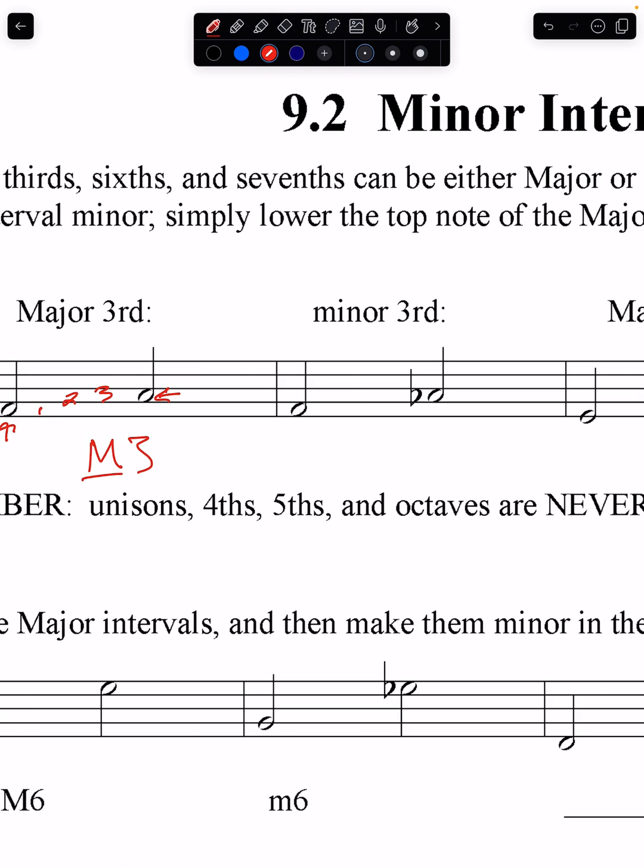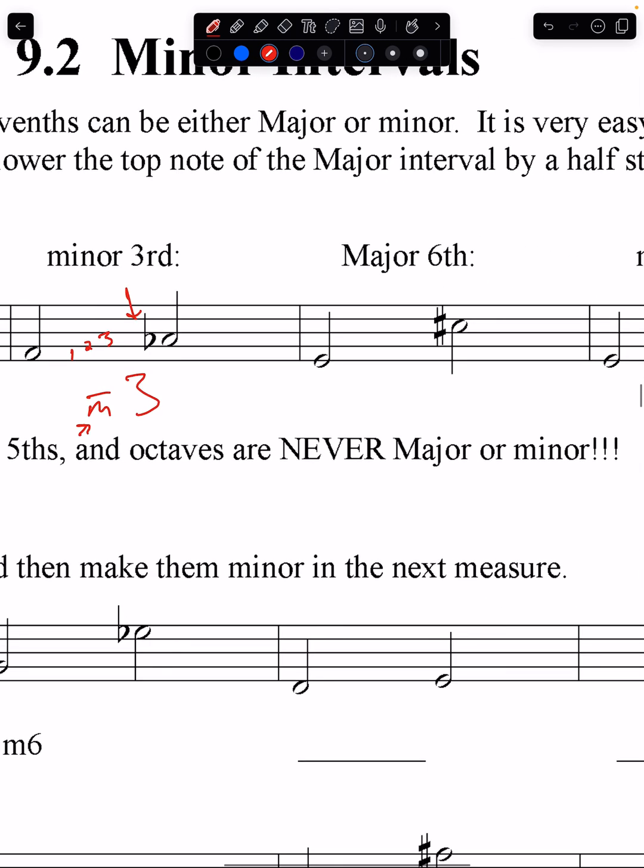In order to make that a minor third, we just put a flat right there, lowering that third scale degree, 1, 2, 3. And so then that would be a minor third. And again, we talked about this a little bit last week, but if you put a little line above the lowercase m, that just helps us differentiate between the major and the minor third.